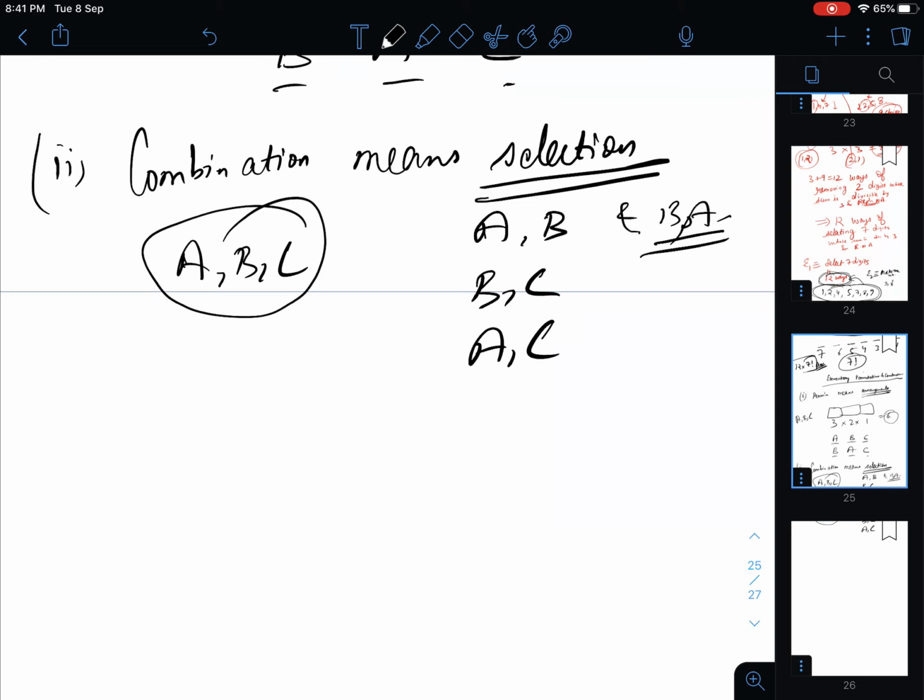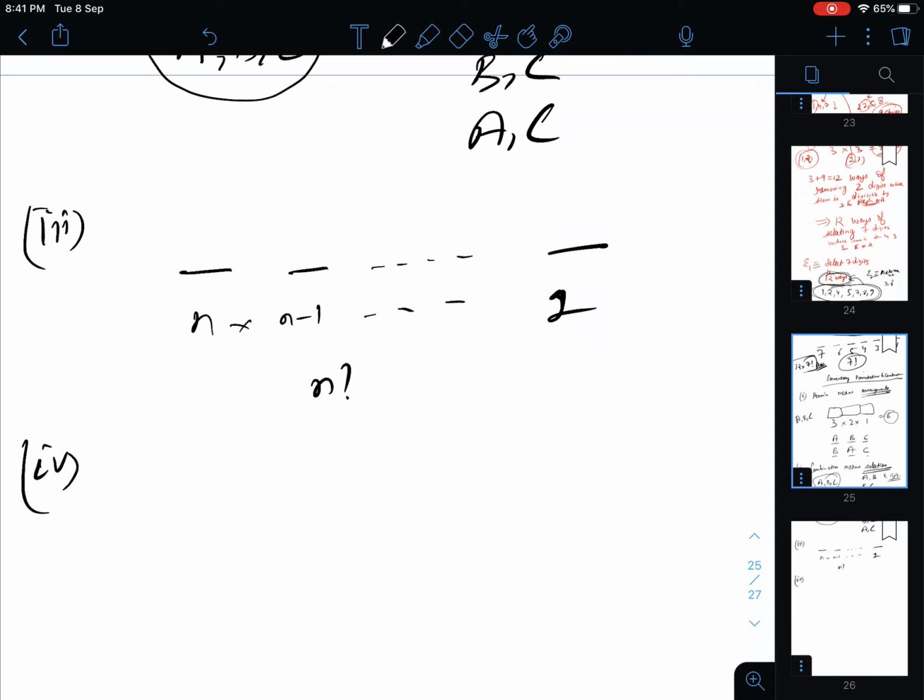All right. Third point, we already know that if you have, let's say, n different objects, and you want to arrange them in a row, then the total number of ways is, you have n places, so you have n, n minus 1, until 1, so n factorial.